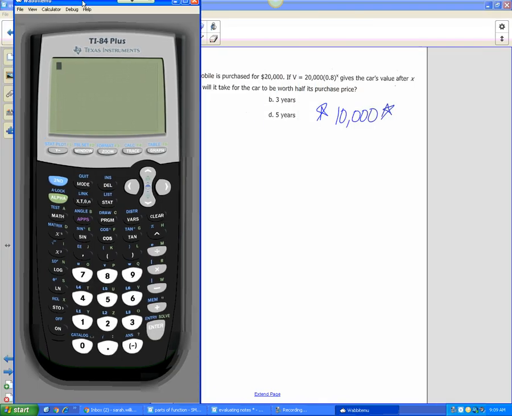All right, do this with me, please. Everybody, hit the y equals button up here on your calculator. Everybody do it with me. Hit the y equals button.